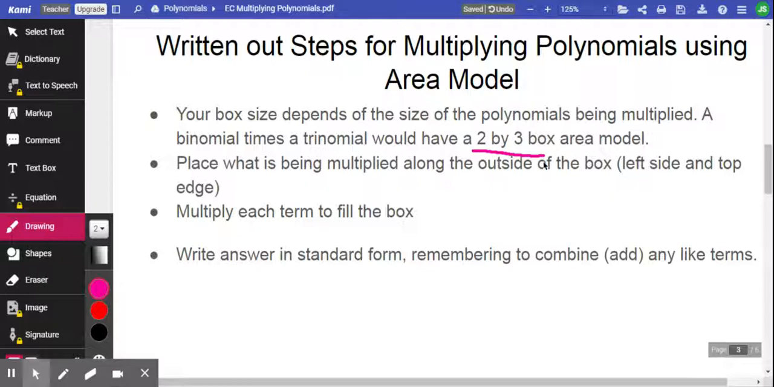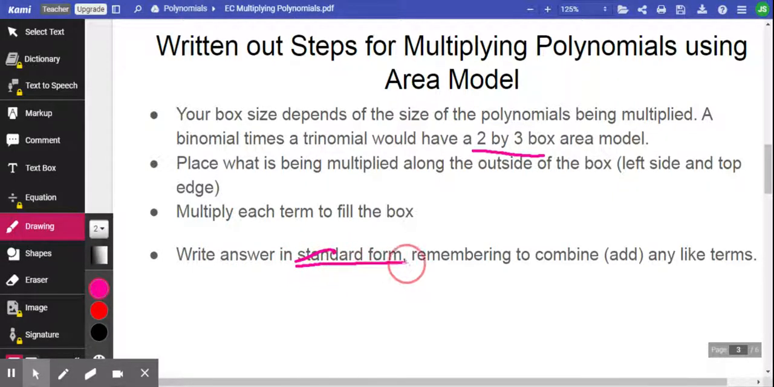So when we're multiplying this, we're going to place what's being multiplied along the outside of our box. So the left side or the top. We're going to multiply each term, so find the area of each term in the box or each of the boxes, and that's what we fill in with each area. And then the last part, we're going to do exactly what we did before. So we're going to take it out of the box. We're going to write our answer in standard form by combining, adding any like terms.